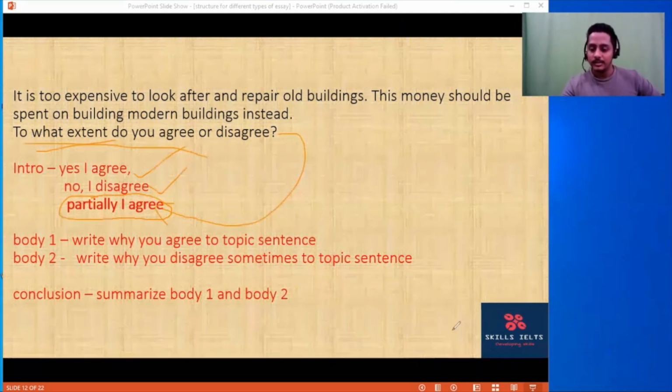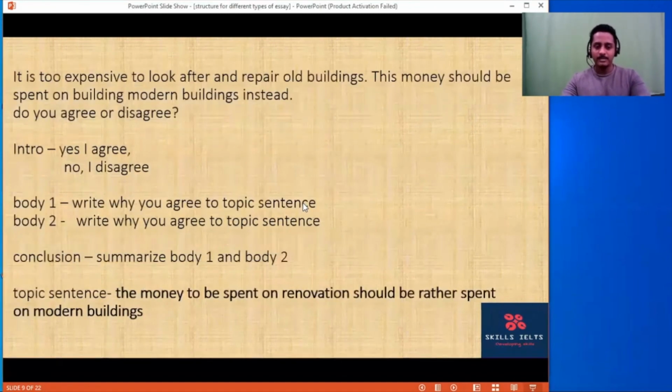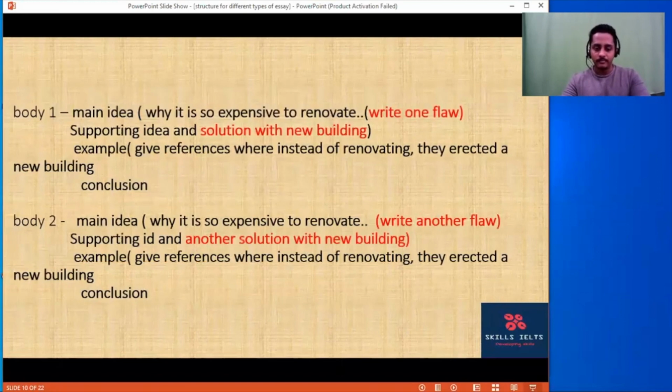To what extent do you agree? I partially agree. Why people prefer writing this, I'll tell you. It's actually wise to write. See here, write one flaw to say why it is so expensive, write another flaw.